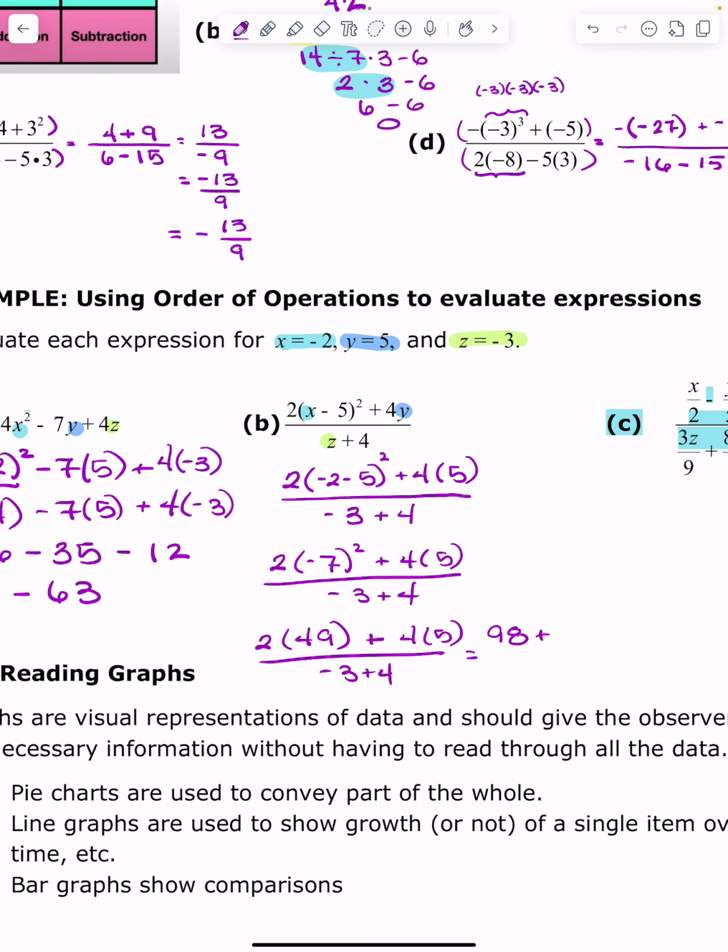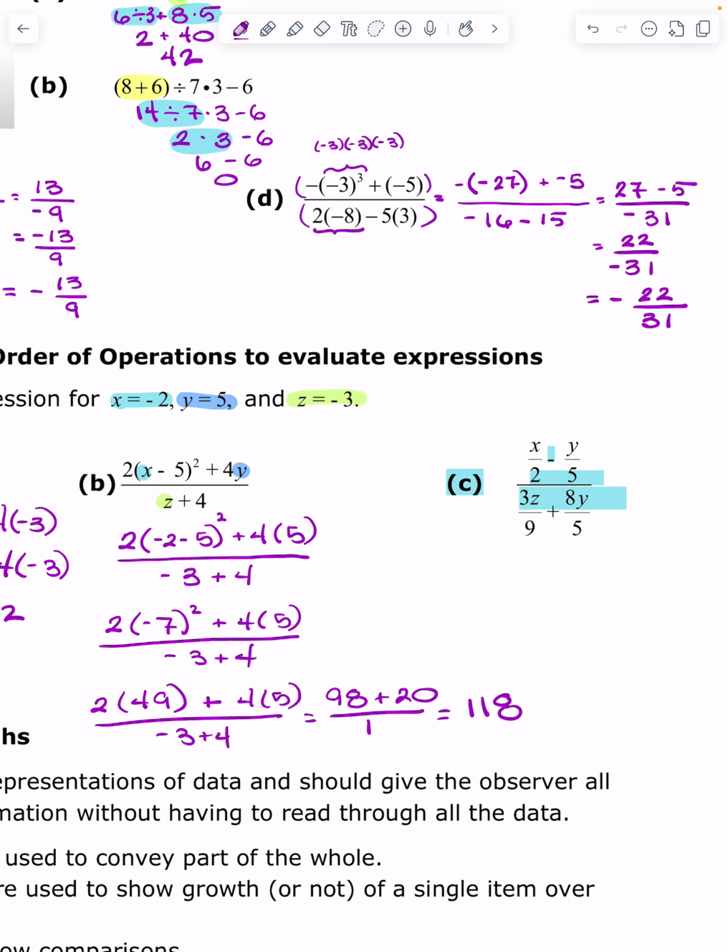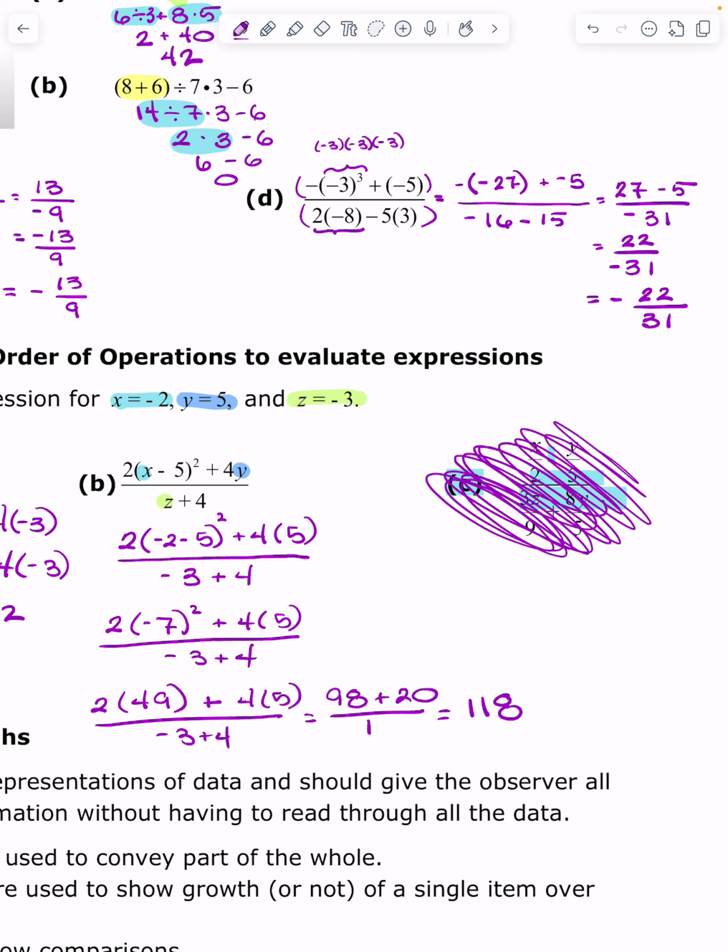We get 98 plus 20. I'm going to combine down here and make this a 1. Now I'm just going to add the 98 plus 20. That gives me 118 over 1. We don't ever really need to write the over 1 part. And right now we're going to skip C because we don't need to worry about something that intense.